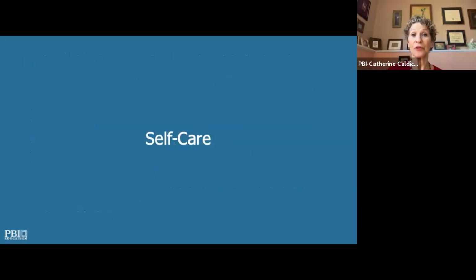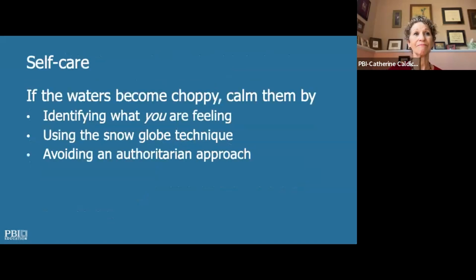Now, a little bit about care for yourselves. If the waters become choppy in your work or in your conversations, you can calm the waters by identifying what you are feeling, again, the name it to tame it technique, using the snow globe technique. Now, what is that? I think you all know what a snow globe is, the little glass sphere. It's got liquid inside and a cute little scene or a person or something, and then the glitter or the snow, and you turn it upside down, you turn it right side over, and you look at the pretty little scene. Pretend you and the clinician having the conversation are in that snow globe.